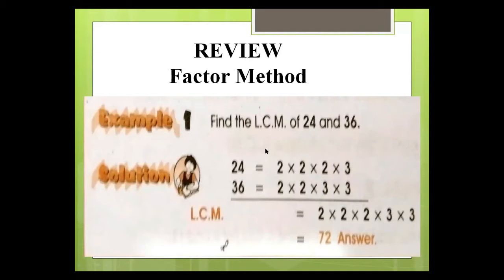Okay, so in the factor method, firstly you list out the prime factors of the numbers. Here we have two numbers, 24 and 36. So firstly you list out the prime factors of 24 and the prime factors of 36. The prime factors of 24 are 2, 2, 2, 3, and the prime factors of 36 are 2, 2, 3, 3. After that, you have to find the LCM.